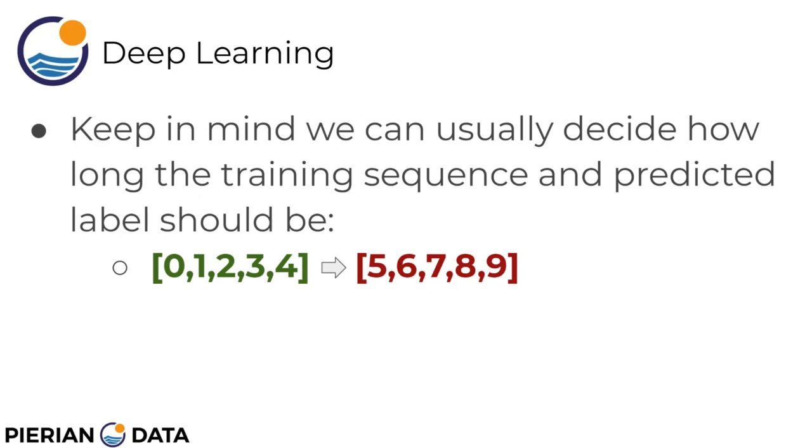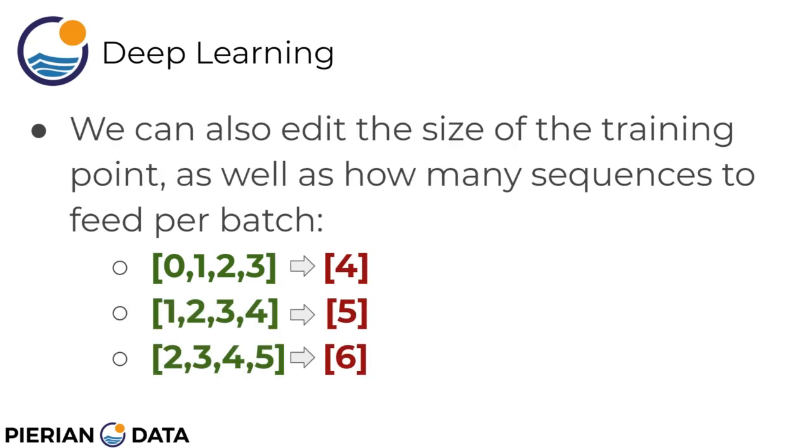Also keep in mind that we're going to feed in batches of these data points. So we can also edit not just the size of the training point, but also how many sequences to feed per batch. Here we can see a single batch of time series sequences. In this batch, we have 3 data point entries, where we have a training sequence per data point of 4 numbers. So the first one is 0, 1, 2, 3, and then the actual label we're trying to predict is just a single value.